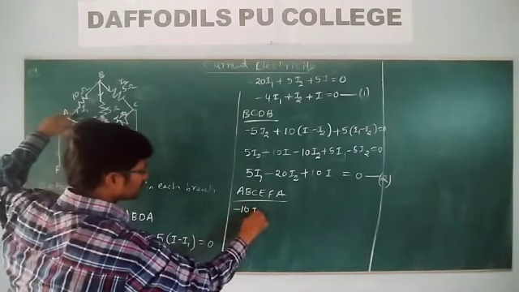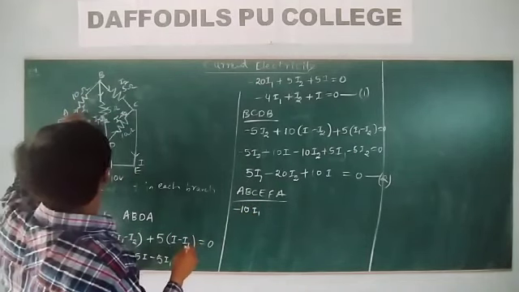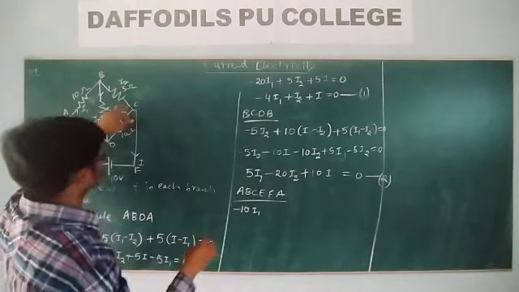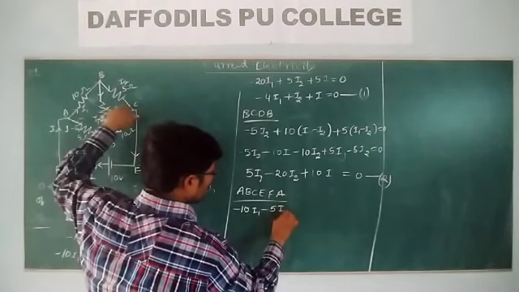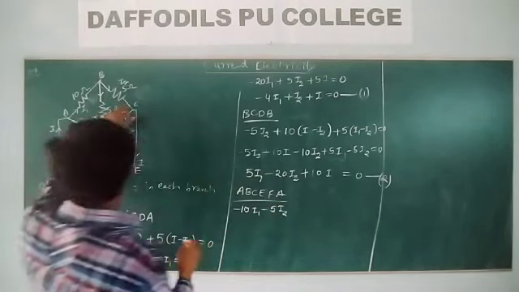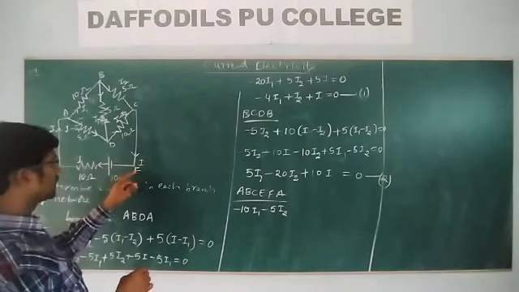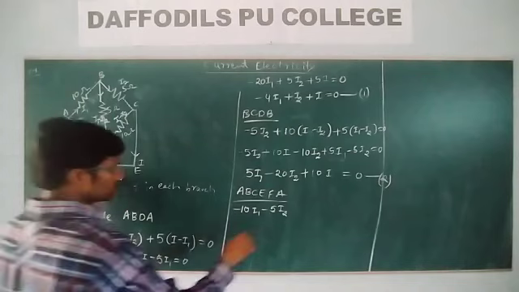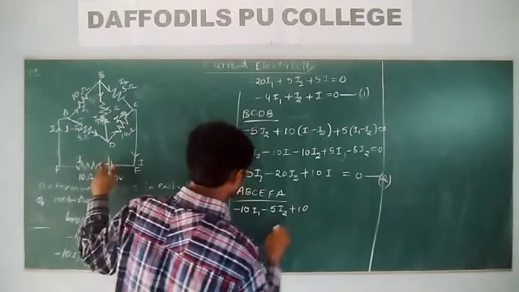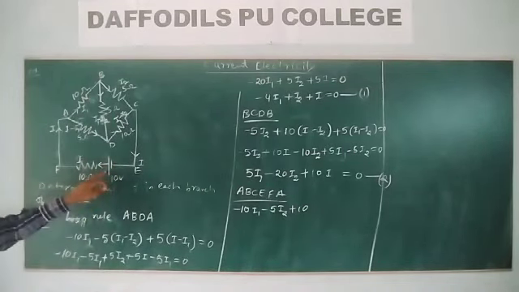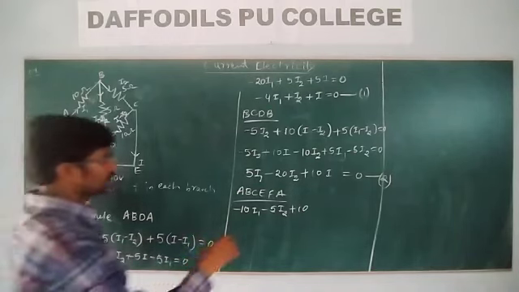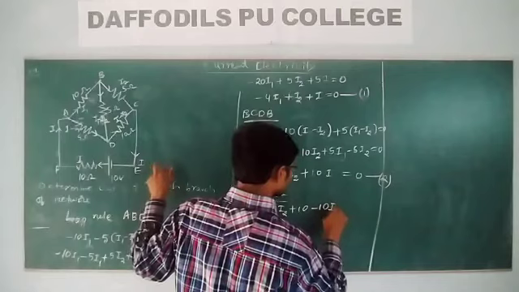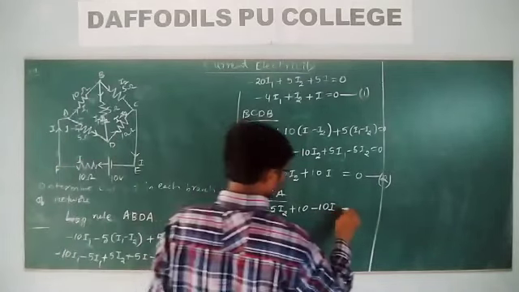Minus 10 I1. So A to B, minus 10 I1. Again, from B to C, what do we have? Minus 5 I2. Again, from C, no components. From E to F, we are moving from negative to positive, so what we get here is plus 10. And in the other direction we have minus 10I is equal to 0.